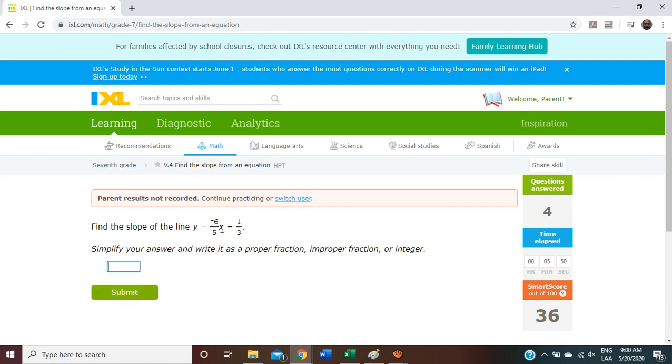Okay, so we find the variable x, and the coefficient of this is -6/5. In this case we find the variable x, and the coefficient that is with the x is -4/3. Here is 1/6, negative 7/2.